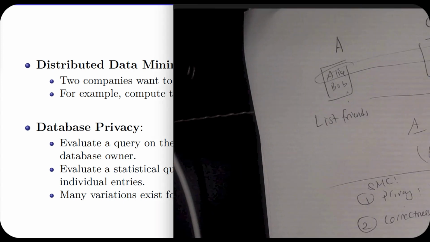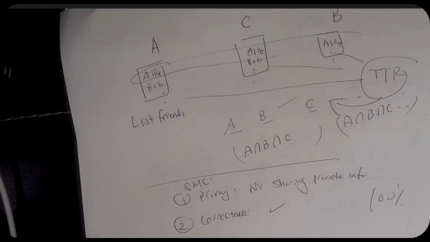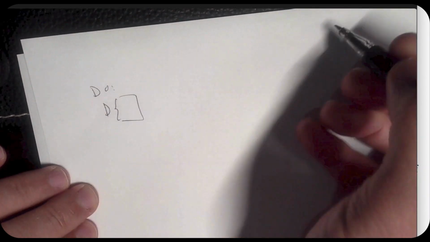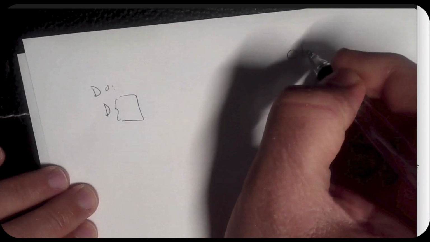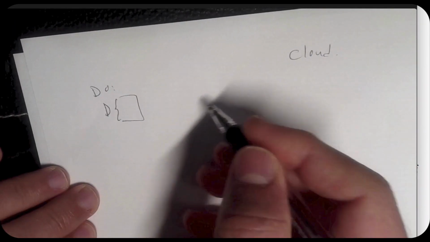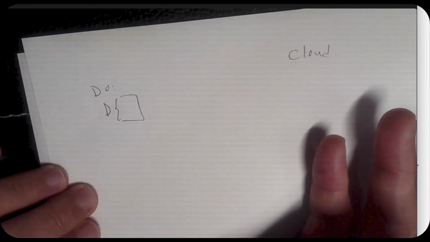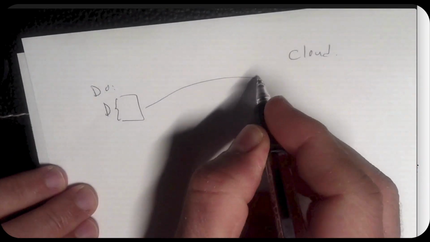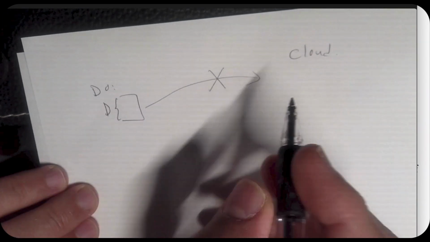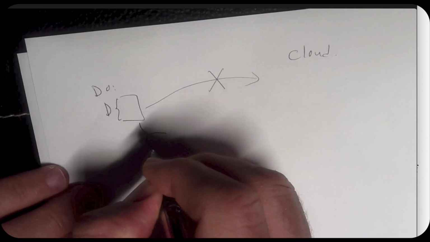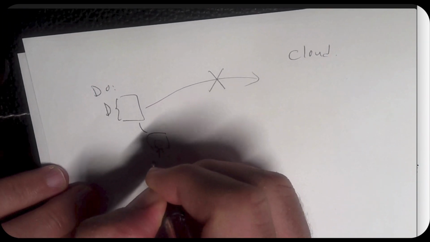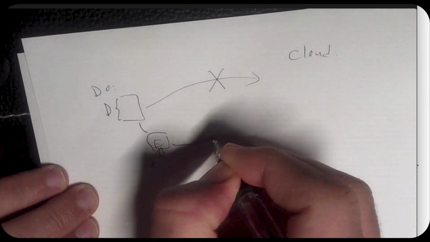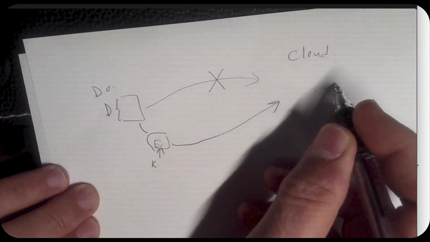Let me give you another example about the database privacy here. Assume this is the data owner, and this is my data. Then I want to outsource my data in the cloud. I need to make sure that the data is kept private. So in this case, you're not gonna outsource this as plain text. No way. You take your data, you encrypt it, whatever encryption scheme you're gonna use. Then we outsource the encrypted data to the cloud.